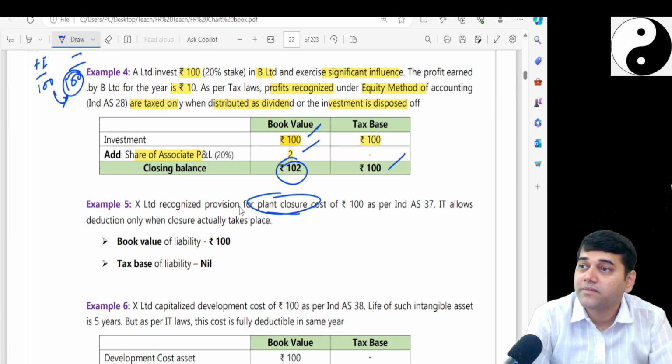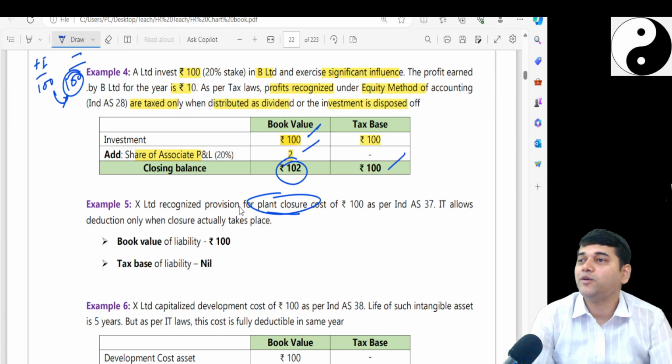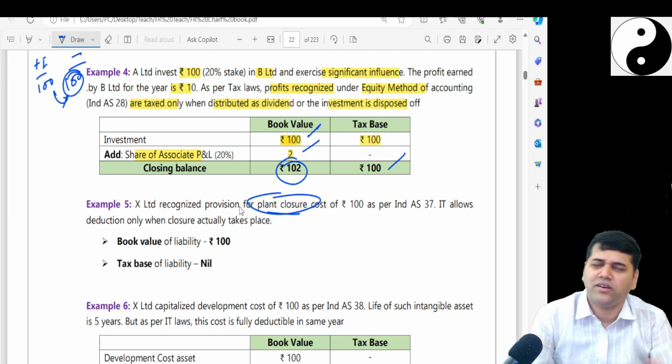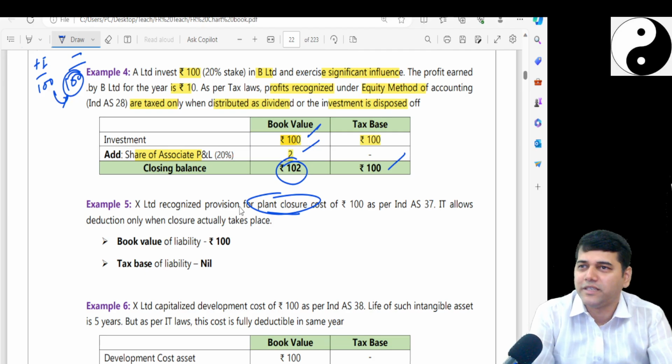You can call it by anything: liquidation expenses, closure expenses. Debit what? P&L. Credit?